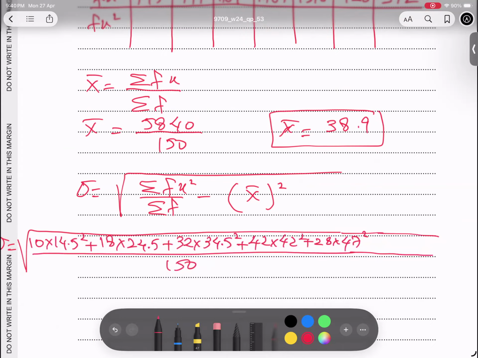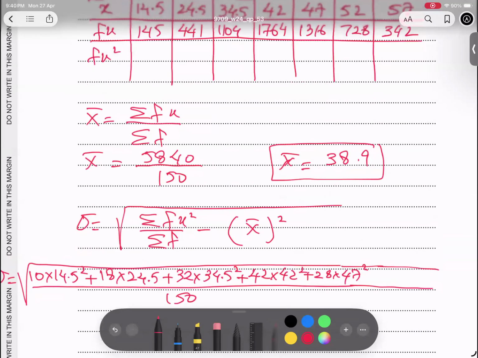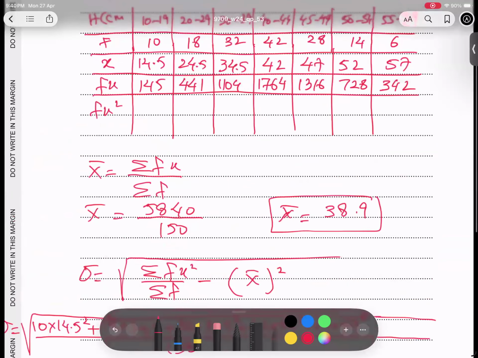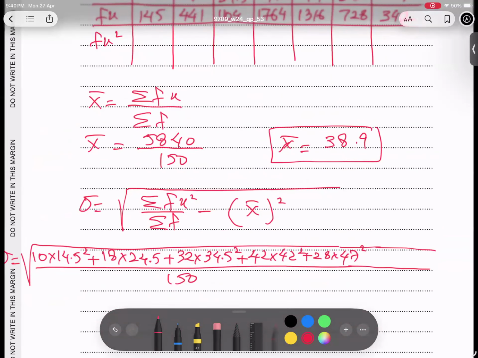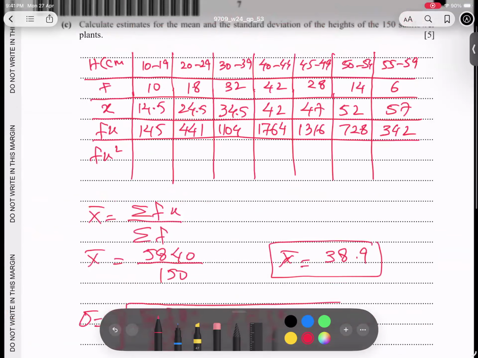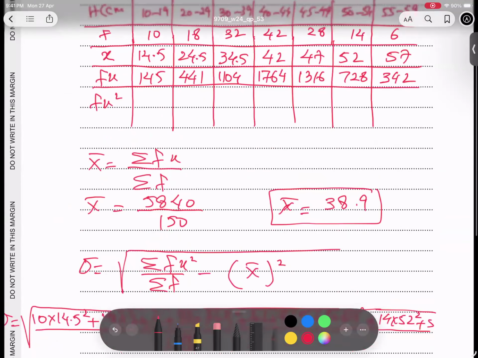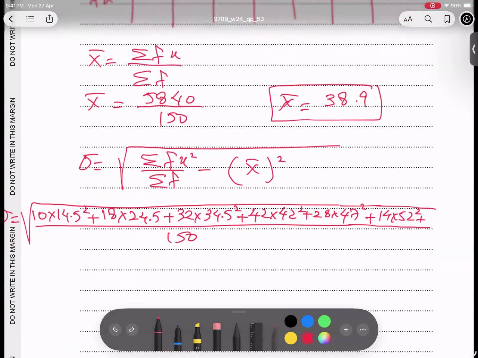After that's what we have, students. And what are the next values? 28 done. 14 times 52 square. And the last number, 57. Let me check again. 6 times 57 square. And minus mean square, that is very clear. And 5840 over 150, and put the power on top.